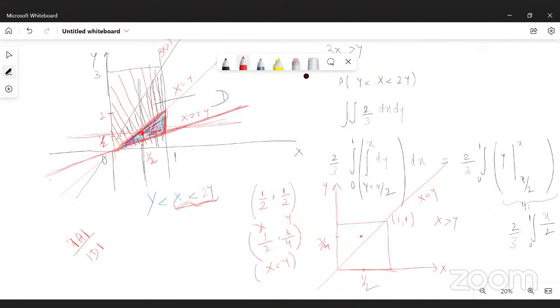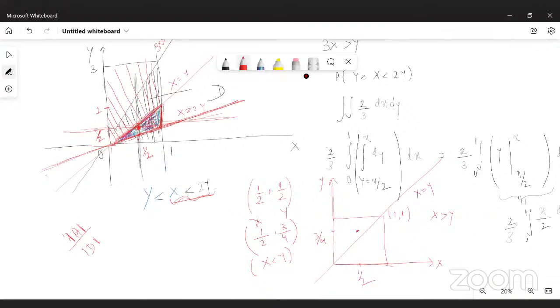Ma'am, can you please say again when to choose a vertical line or horizontal line? When you want to integrate first with respect to y, then you plot the vertical line. But if you want to integrate first with respect to x, then you draw a horizontal line. So you decide whether it is dx dy or dy dx based on the vertical or horizontal line, is that right? No, it's not. It's your choice, I'm saying.